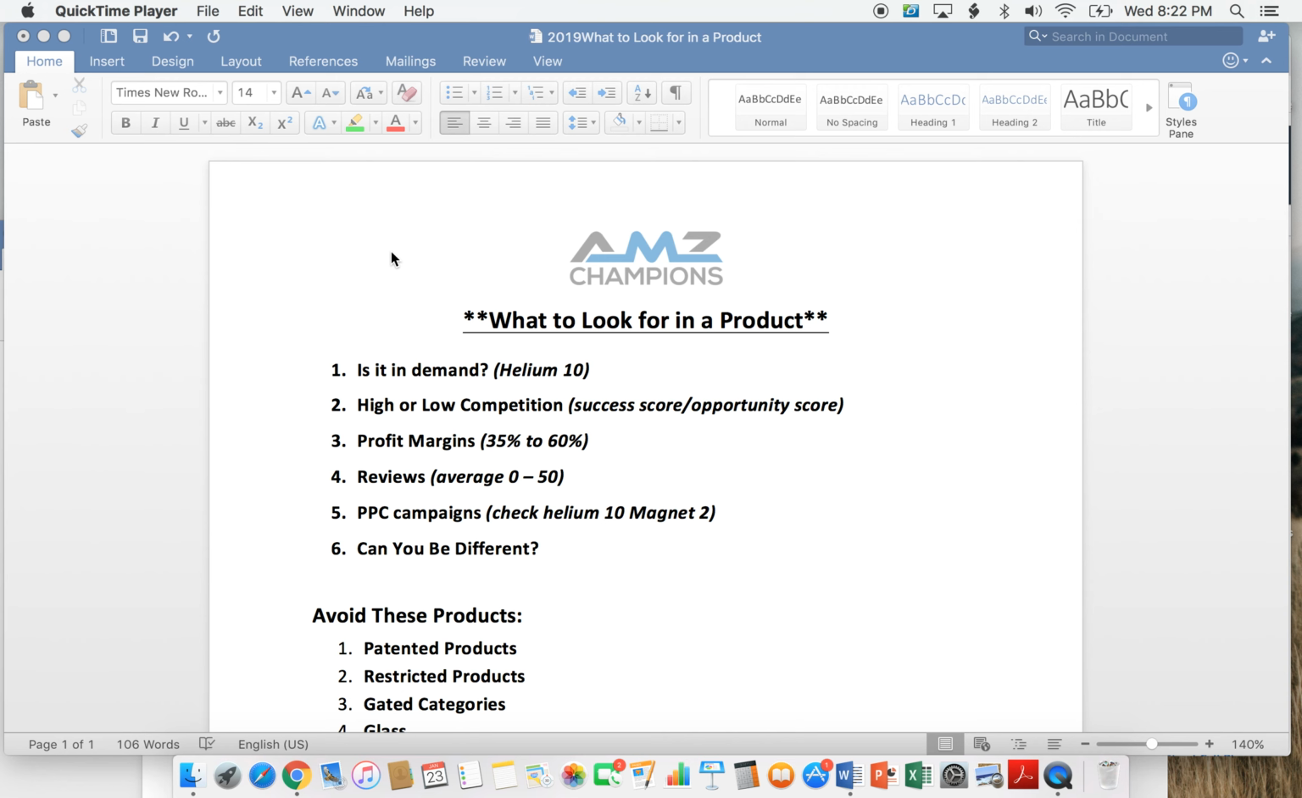So the first thing that we need to understand is, is the product in demand? Is it high demand, low demand, medium demand? What demand is the product in? And how we can tell if the product is in demand or not is by using the Helium 10 Chrome extension, which I will dive into more depth.